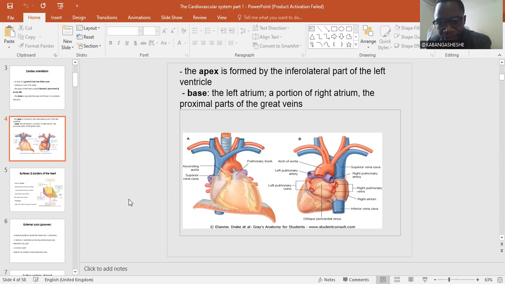The final one is located on the right atrium. It's a vertical sulcus. So this sulcus runs from the point of entry of the inferior vena cava here up to the point of entry of the superior vena cava there. If you can see clearly there is a shallow depression. So we call that sulcus terminalis.